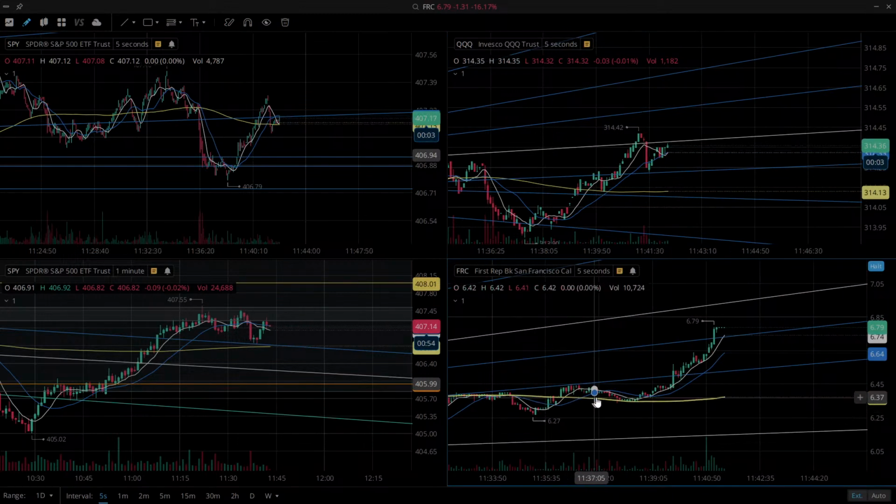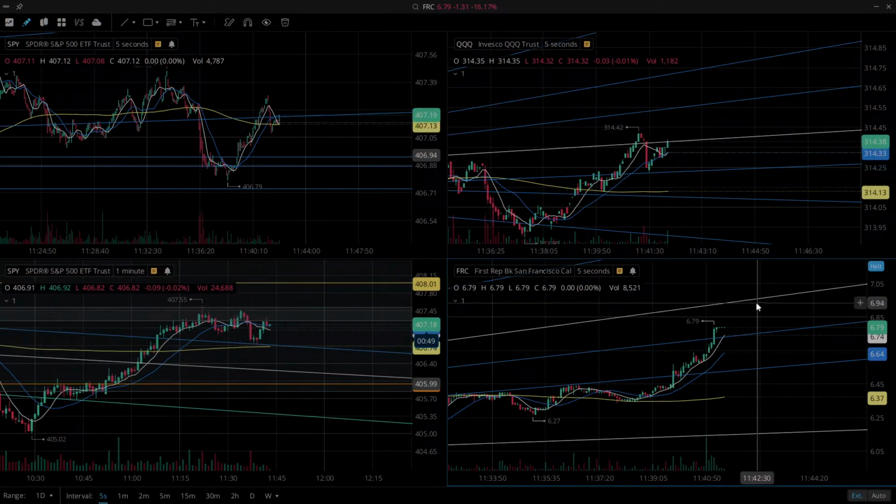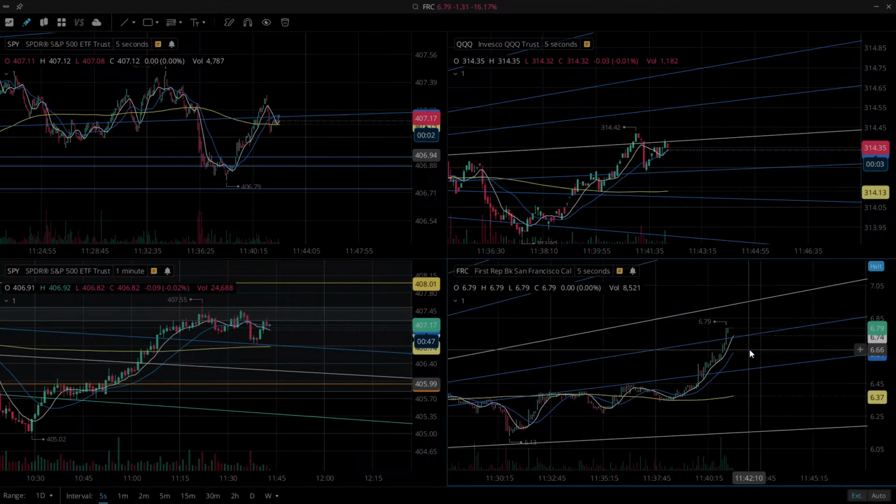FRC, there was your second chance entry coming up. Extension target about 694 coming right up. Looks like it halted too.